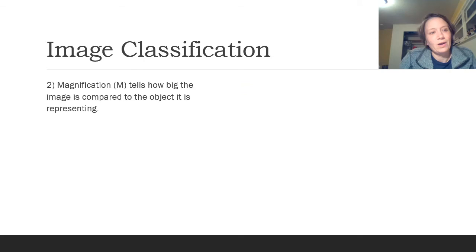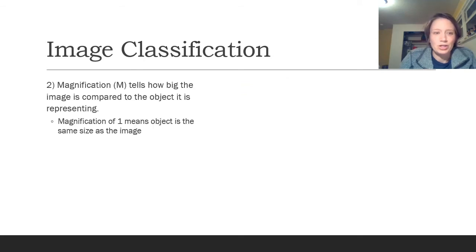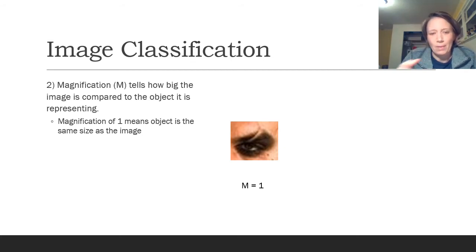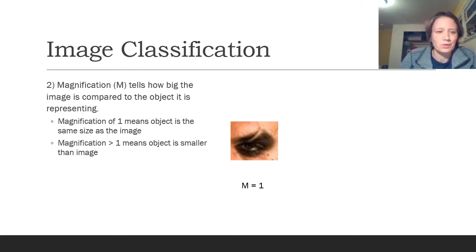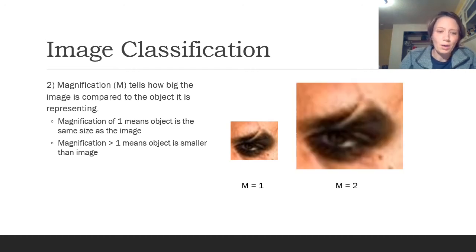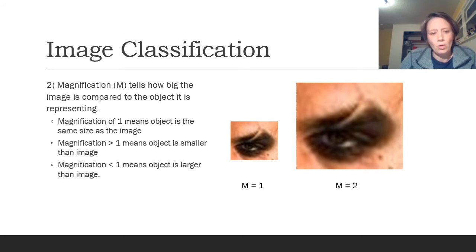The second way of classifying images has to do with magnification, and it's a variable called M. When you have a magnification of 1, it means the object is the same size as the image, so that would be a person's eye, about eyeball size, hopefully, on your computer screen. If you have a magnification of greater than 1, then the object is smaller than the image, which means the image is big. Or if we have a magnification of less than 1, the object is larger than the image, so the image is really small. That would be a small image if we have a magnification of 0.3.